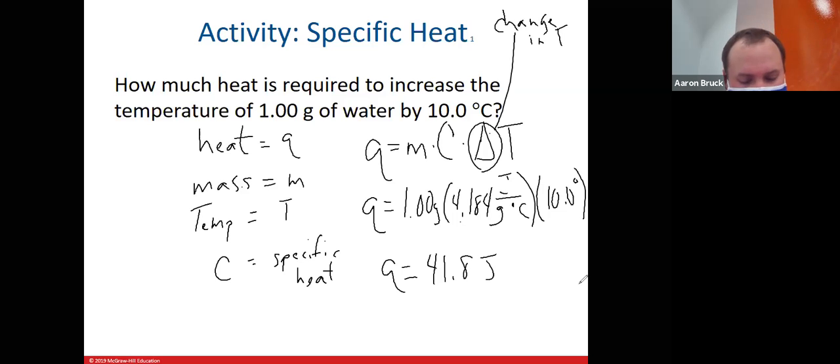And so we can do this kind of a calculation for any substance, provided we had its specific heat. Yes? Yes, that's a joules over grams degree Celsius. And so my grams end up canceling out. My degrees Celsius end up canceling out. All I have left are the joules.